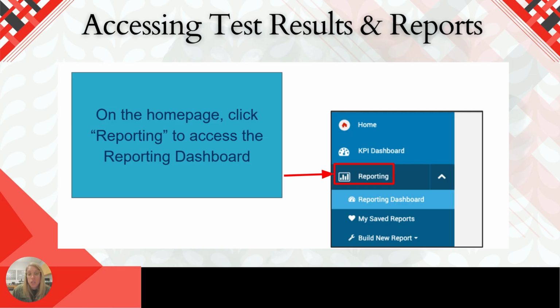After testing, you will revisit that menu bar on the left of your home screen. So over here on the left, you're going to find reporting, and then you're going to access the reporting dashboard. This is when the real power of Schoolnet comes into play, because your results are quickly available, allowing you to quickly adjust instruction and make instructional decisions without losing any time.